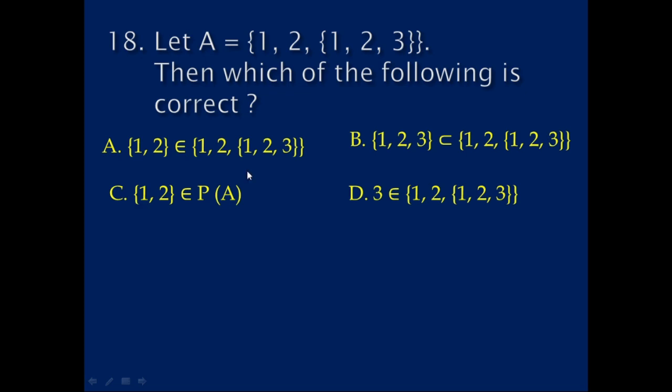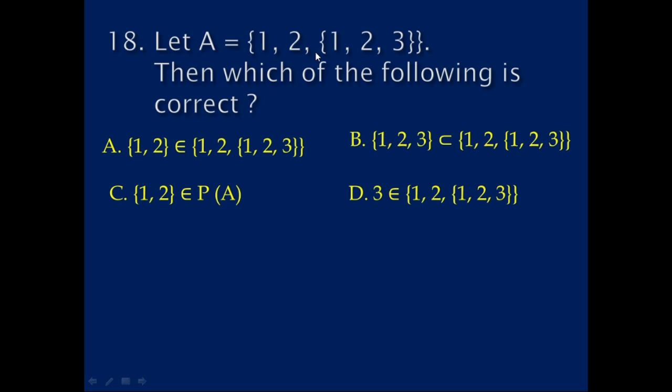Here you know that A is a set containing only 3 elements. First element is 1, second element is 2, and the third element is the set {1, 2, 3}. Set {1, 2, 3} is an element of set A. A has only 3 elements: 1, 2 are elements, and set {1, 2, 3} is also an element of set A. Therefore, you can say that set {1, 2} is not an element of set A. It is a subset of A.